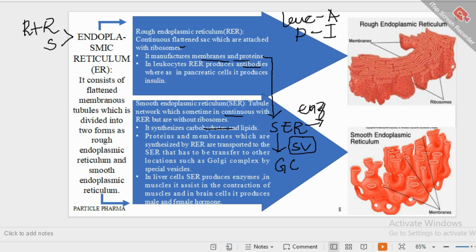It also assists in contraction of muscles. And in brain cells, it produces male and female hormones. If there is an imbalance of hormones, it means the smooth endoplasmic reticulum of brain cells is not responding well.